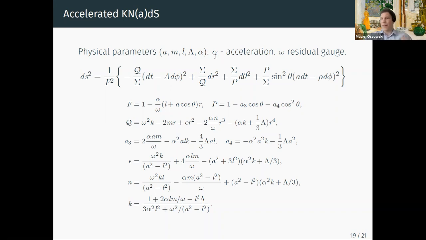And I won't go into detail about this acceleration and its interpretation. In the basic case, those spacetimes are called C-metrics, and this alpha parameter introduces the conical singularity and the singular axis. And now it has this interpretation that along the singular axis there's a string, and this string has a tension proportional to alpha, and it's exerting a force on our black hole, somehow making it accelerate.